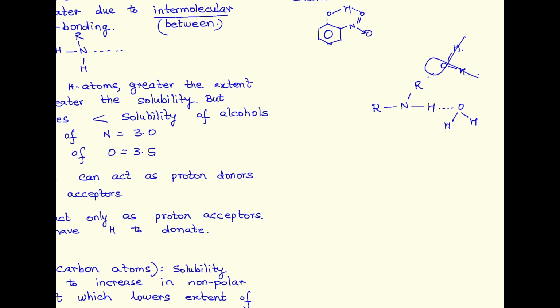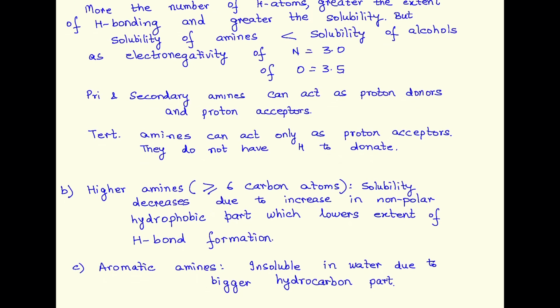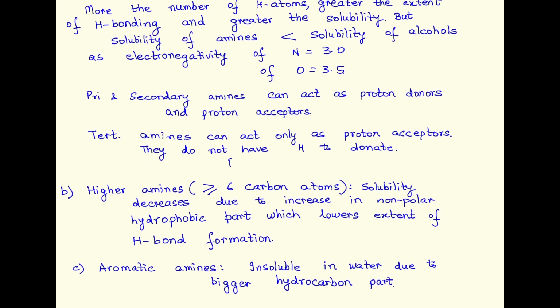Third step, you replace the third hydrogen also by an alkyl group. Now what is there is the nitrogen, only the nitrogen can form a hydrogen bond with water molecule. It cannot act as a proton donor. It can only act as a proton acceptor. That is why the solubility order for primary, secondary and tertiary amines would be primary greater than secondary greater than tertiary.